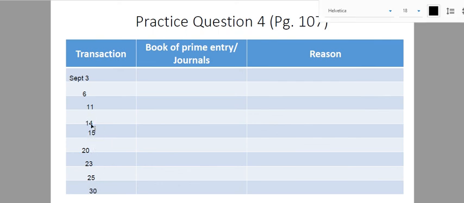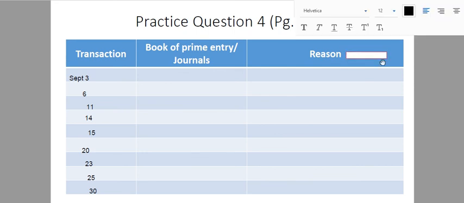And the next column is for identifying which book of original entry, or the journal or the prime entry, you're going to use for each. And the third column is not required in the book. I have added it, so let's make a notation in the bracket beside: reason not required in the original question. I've just added it because it basically improves the understanding of why you are using the book you are using. So let's carry on with it.